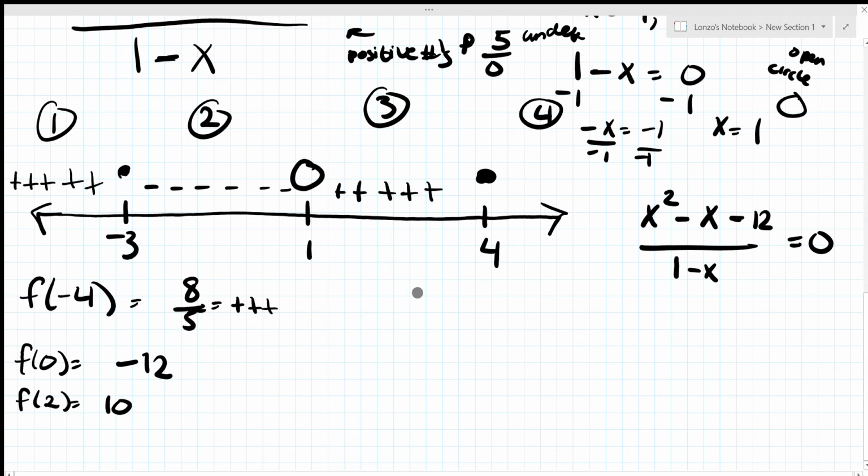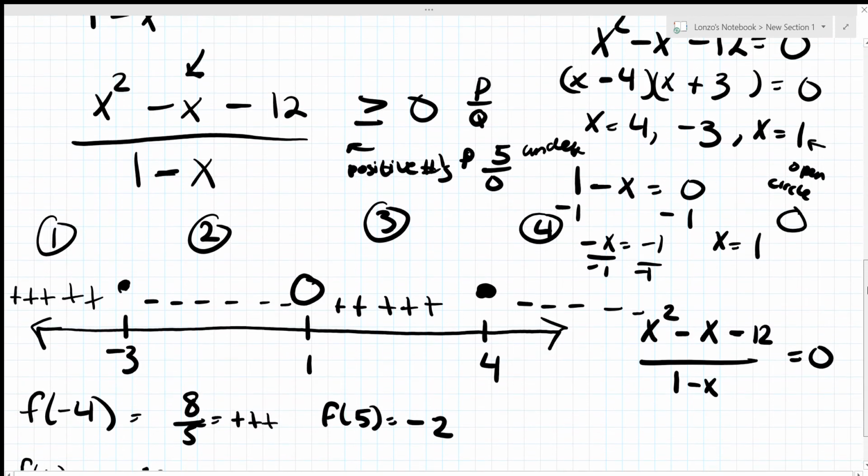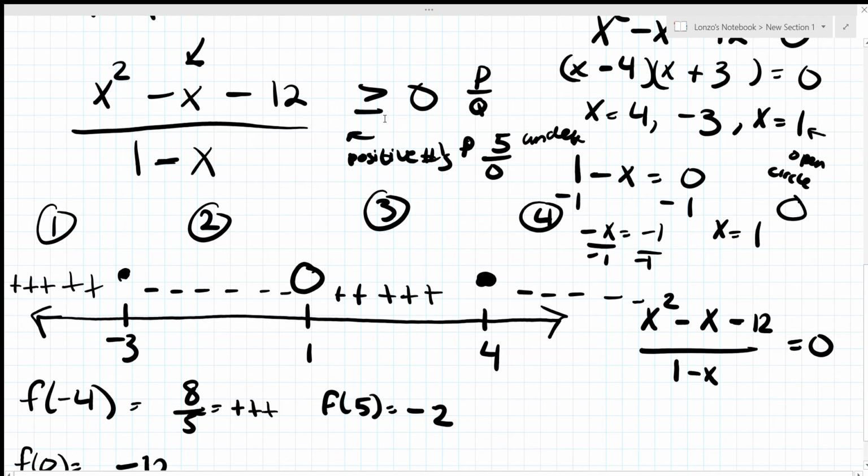And then over here, I need a number between 4 and greater, so I'm going to just use 5. F of 5. When you plug in 5 into this equation, I'm going to get negative 2. So this is going to be negative, negative, negative. So we only care about positive numbers, right? So we only care about part 1 because this is positive, and we only care about part 3.